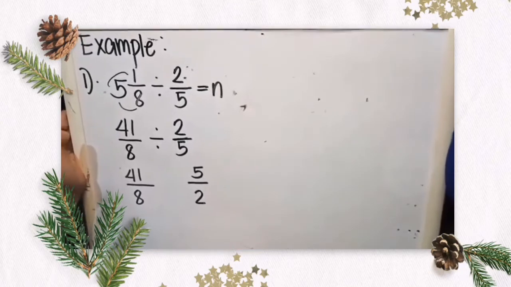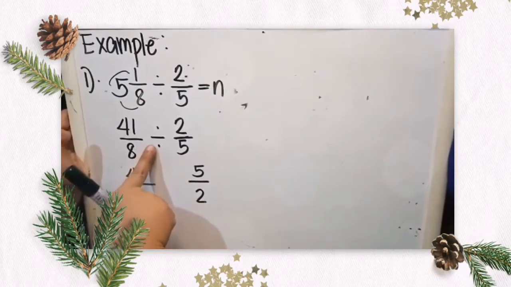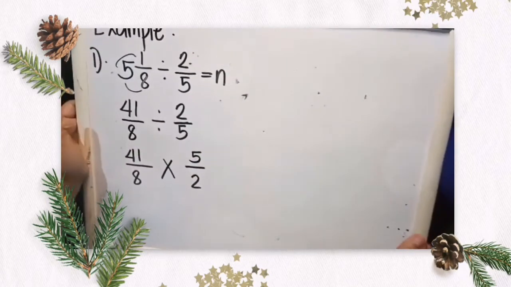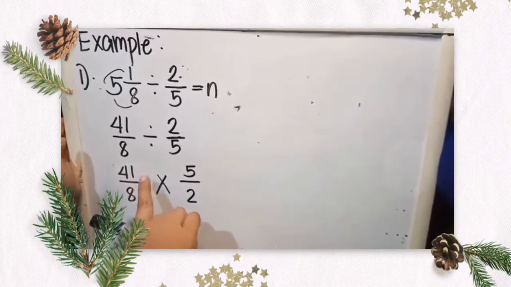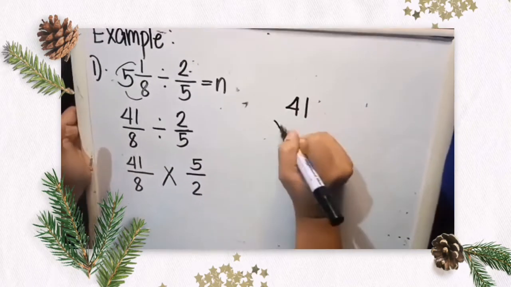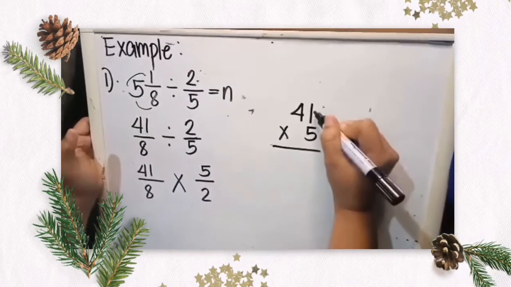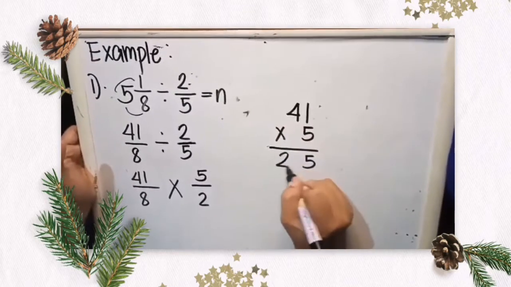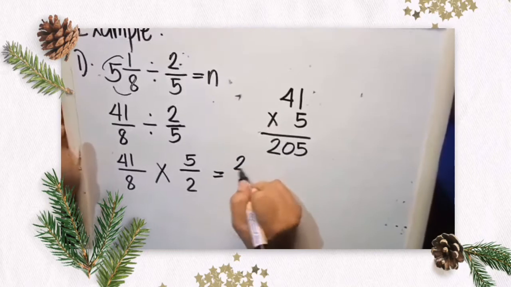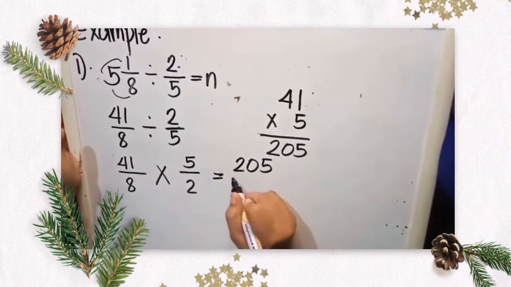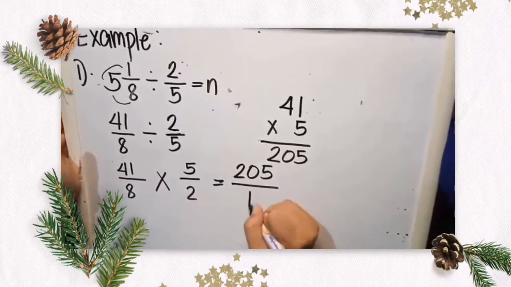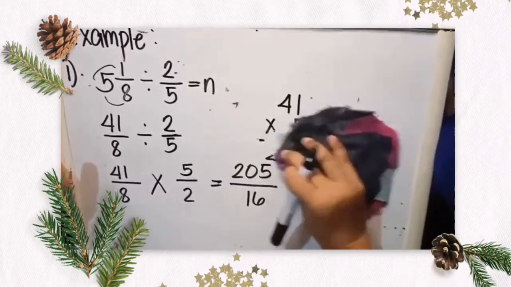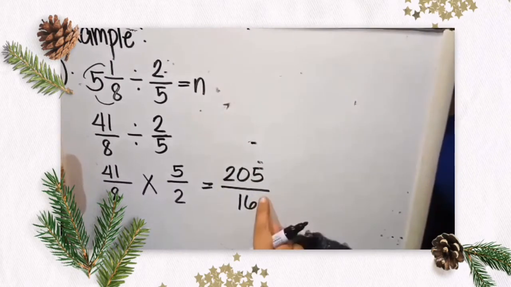Then, change the operation. Okay, ang division mahimong multiplication or times. Next, multiply the numerators. 41 times 5. 4 times 5, 20. So, that's 205. 8 times 2, that's 16. Okay, your answer is 205 over 16.